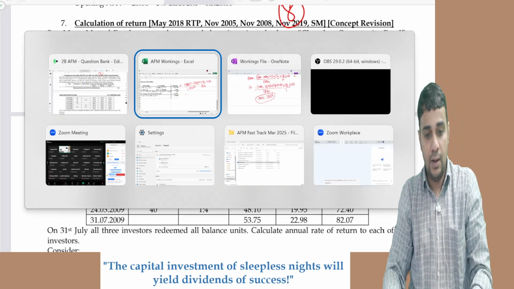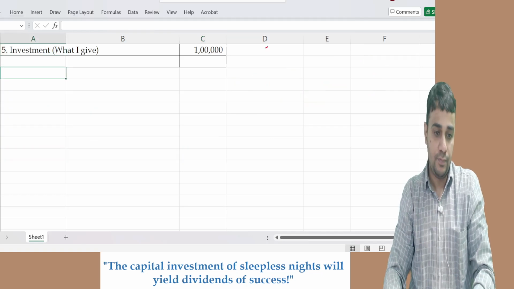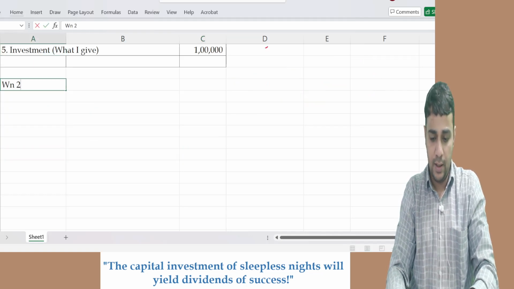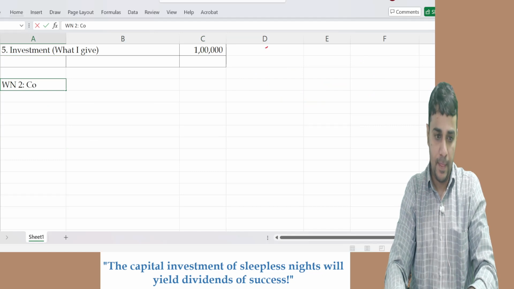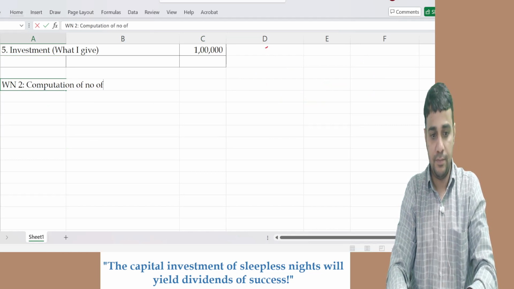Let's start. Number of units, working note: computation of number of units of bonus plan.